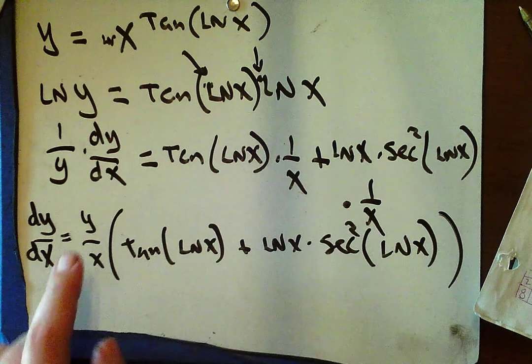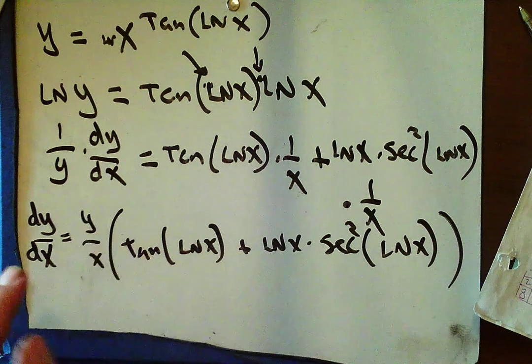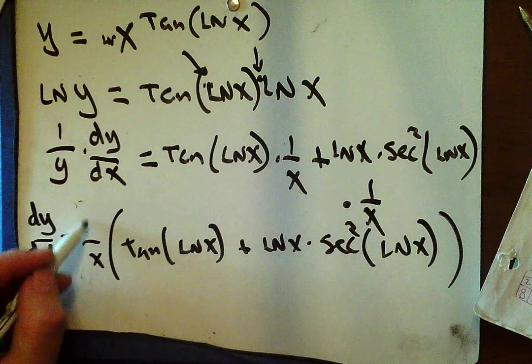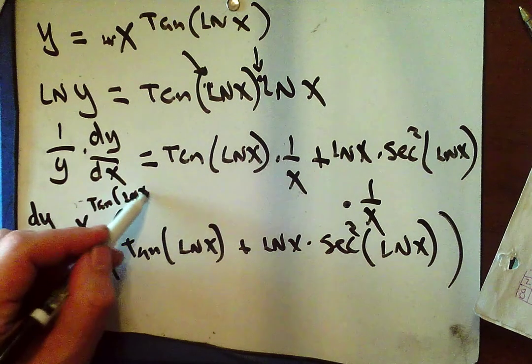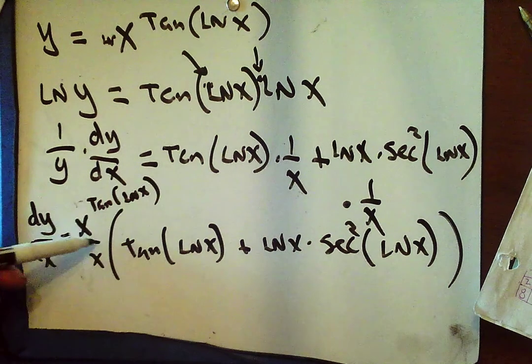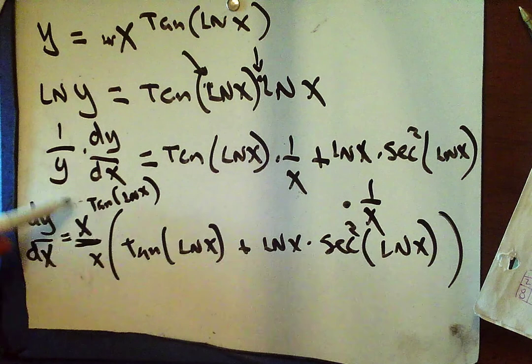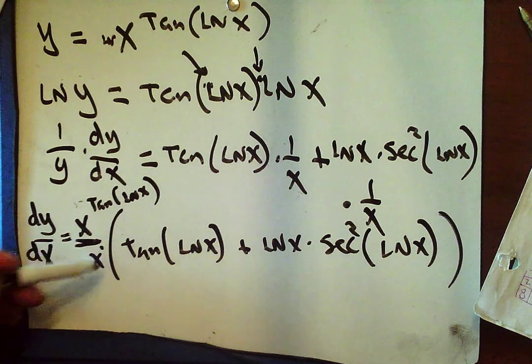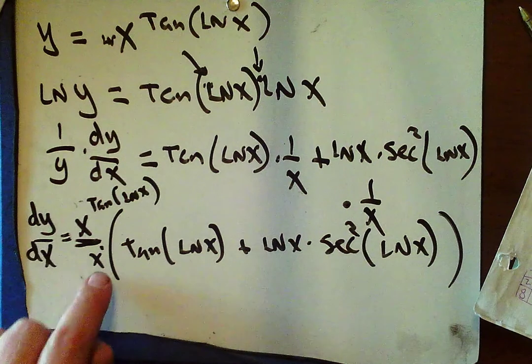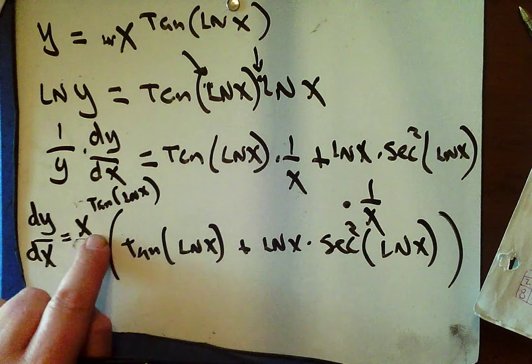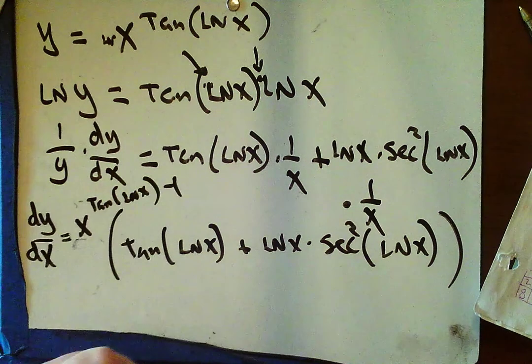Remember, though, no y's here at the end, please. So I'm going to write that as x raised to the tangent of ln of x. And remember, we're dividing, and the bases are the same. So what do we do when we're dividing and the bases are the same? We subtract the exponents. So actually, we could get rid of this and do that.